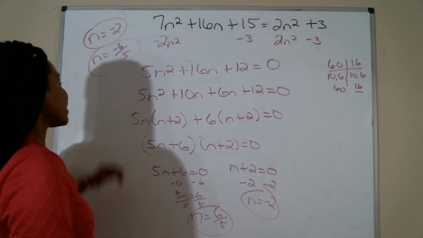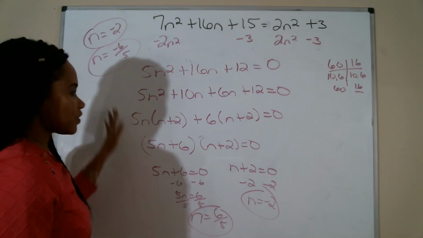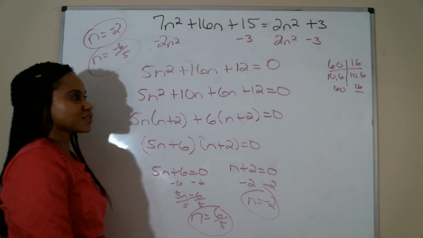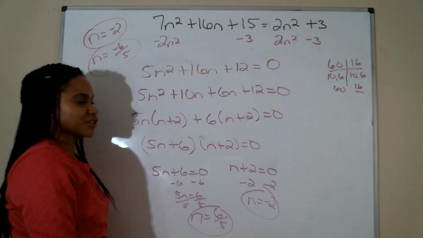All right, so you should have gotten n equals negative 2 and n equals negative 6/5. Hopefully you got this problem correct. If not, go ahead and pause the video and analyze my work here a little bit more to make sure you understand how to solve by factoring.